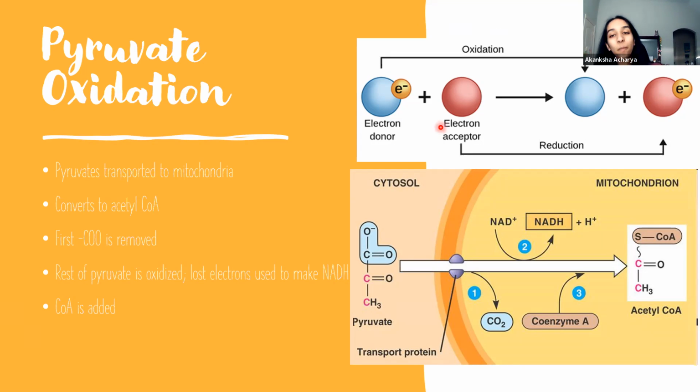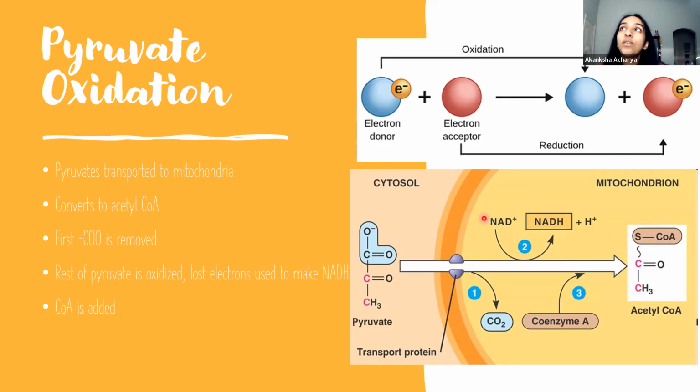So if our pyruvate is oxidized, it's losing the electrons, right? And these electrons are going to be used to convert NAD+, which is in the mitochondria, into NADH plus hydrogen. So this is a simple chemical reaction, but you can see that we're stocking up on this NADH, so we can use it later on.